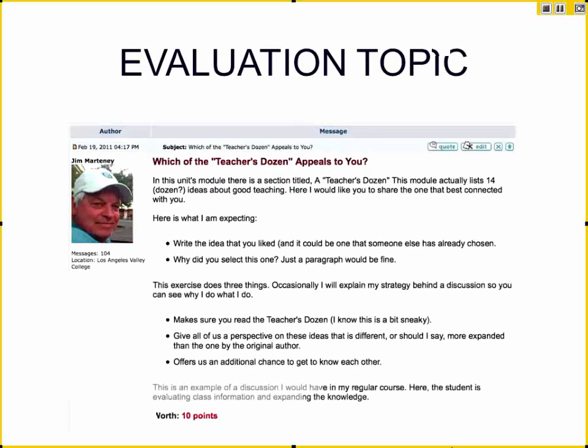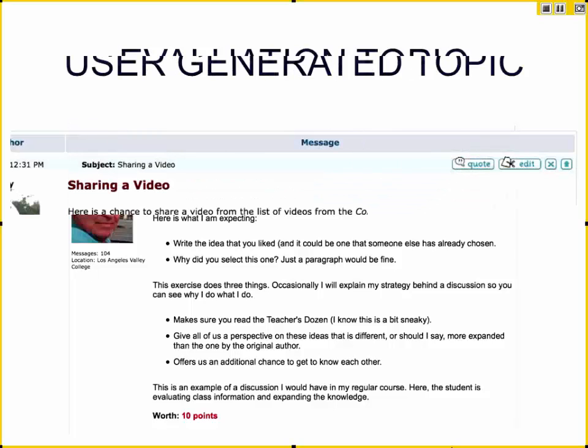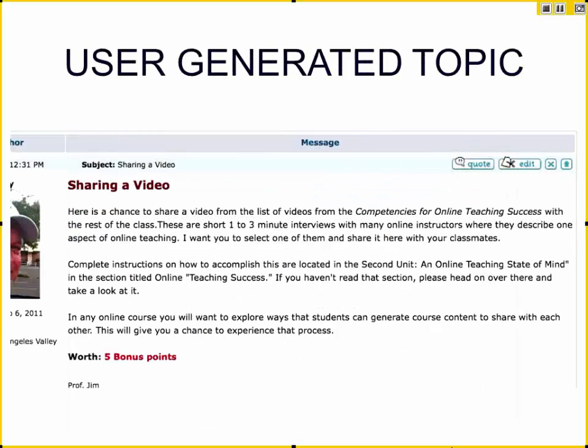There's a variety of topics you can use. Here's an evaluation topic. This was a class I was doing for fellow instructors. There was a site that had a teacher's dozen, 12 different aspects of online teaching. I had it in one of the modules of learning. And I had them just go through and select the one they connected with the most and why. So that becomes an evaluation.